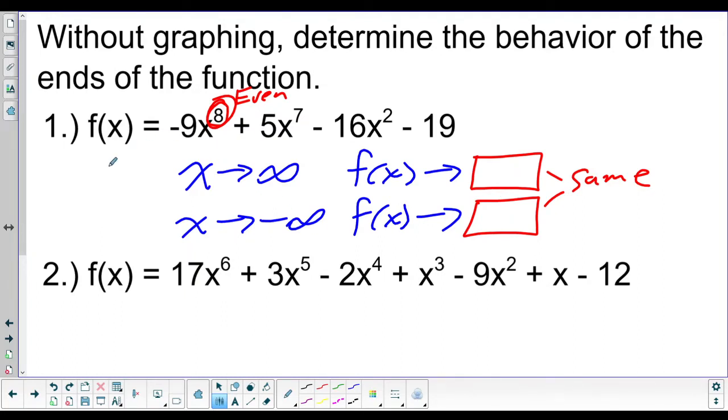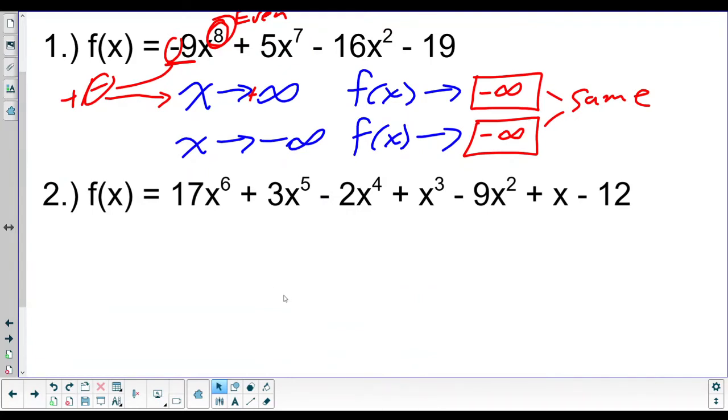Now we look at the leading coefficient and we ask, is it positive or is it negative? That will tell us the right side where x goes to positive infinity. This one is negative, right? That's a -9. That tells us that the end behavior will go to negative infinity. Now, because this exponent is even, and I know they're the same, the left side must also go to negative infinity. All right, let's look at one more.